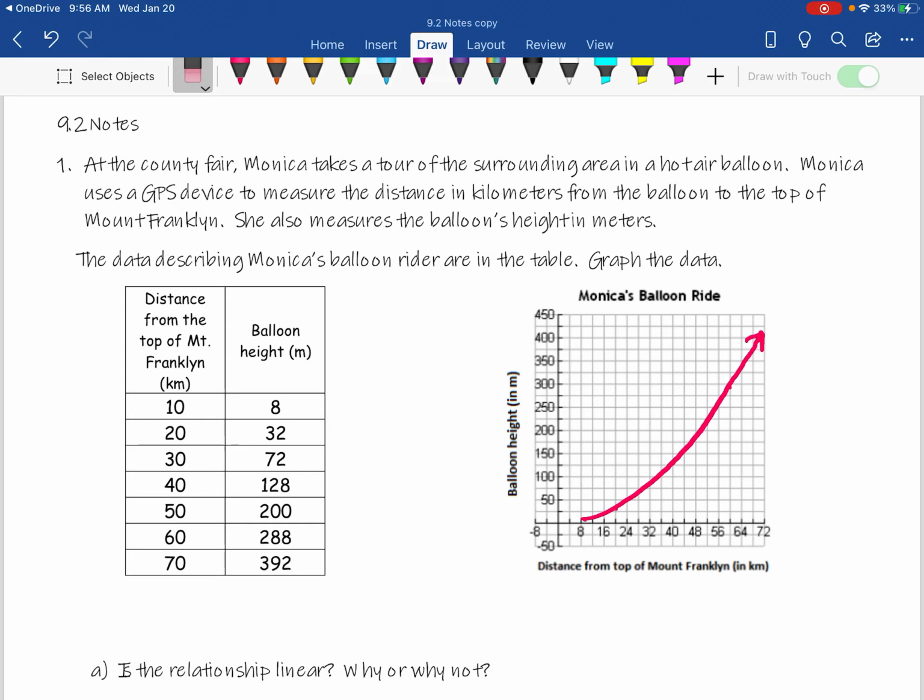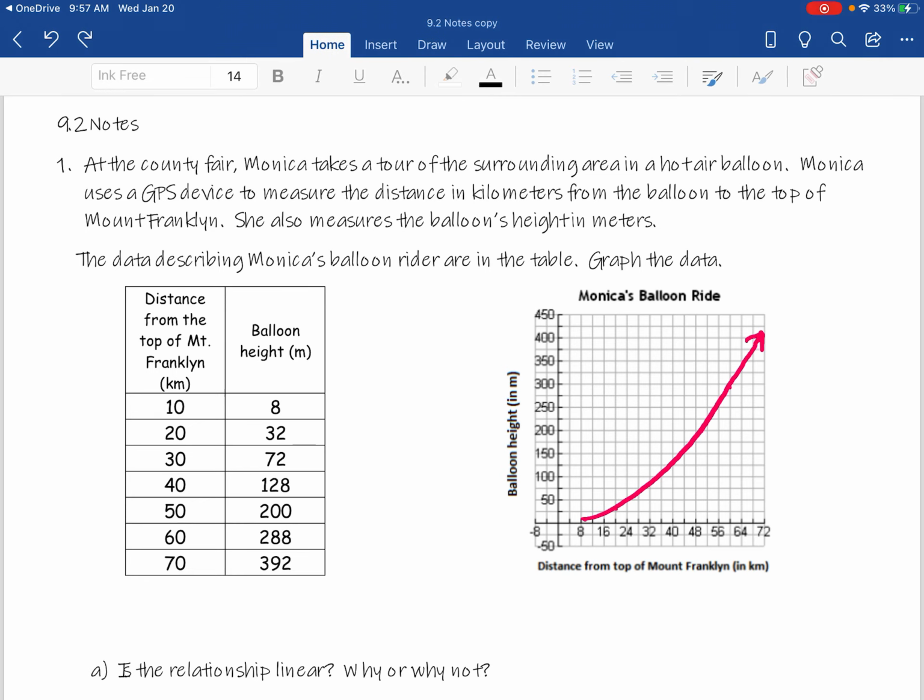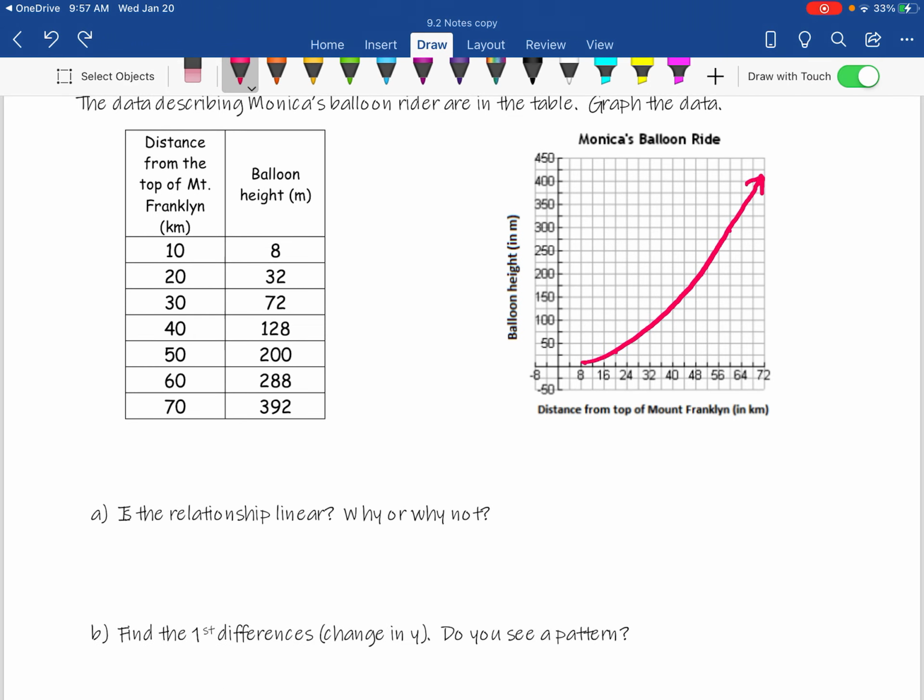So the first thing that you're being asked is, is this relationship linear? Why or why not? Just by looking at the graph, I can tell that this relationship is not linear because the graph is not a line, it's a curve. So I'm going to answer no, the graph is not a line. If you're ever asked about that, the answer is in the word linear. You should have a line. Linear is a line, not a curve.